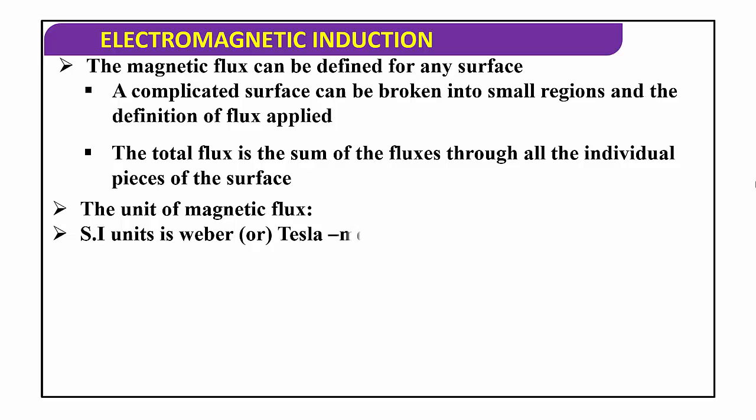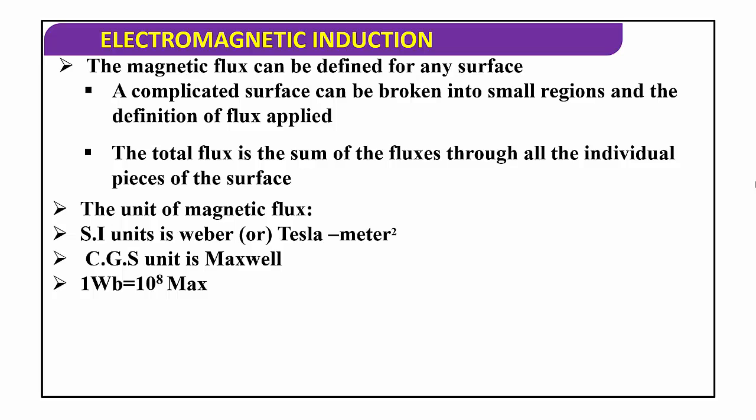Then the second point, the unit of magnetic flux, which is very important. The SI unit of magnetic flux is Weber or Tesla meter square. What is the SI unit of magnetic flux? Weber or Tesla meter square. And its CGS unit is Maxwell. 1 Weber equal to 10 raised to 8 Maxwell. 1 Weber equal to how many Maxwell? 10 raised to 8 Maxwell. So 1 Weber equal to 1 Tesla meter square because Weber and Tesla meter square are both the SI unit of magnetic flux.